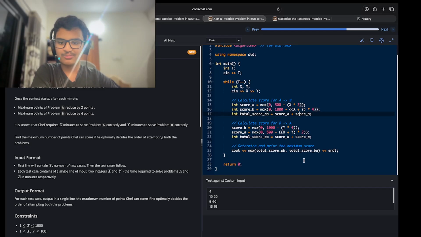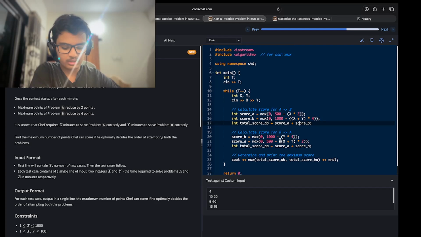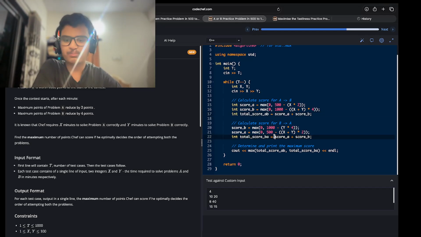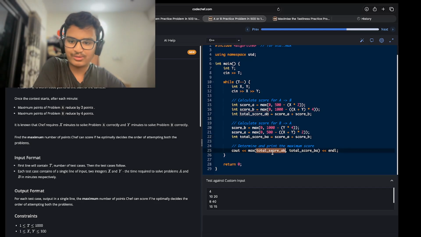Next, we are doing pretty much the same thing for the sequence BA. So first of all we are attempting y into 4, then we are attempting x plus y into 2. And then we are again adding the score, and in the final output we are adding the total score.